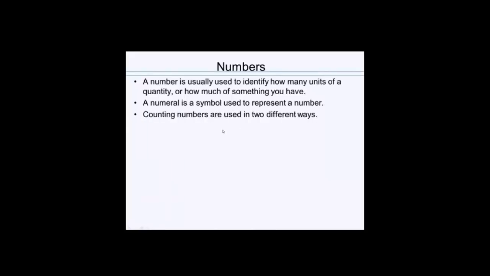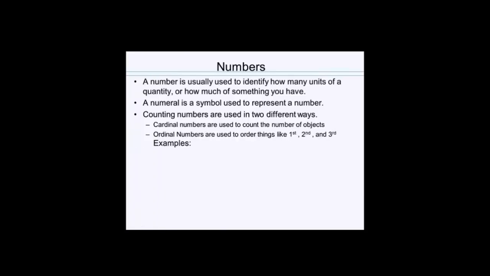A number is usually used to identify how many units of a quantity or how much of something you have. A numeral is the symbol we use to represent a number. Counting numbers can be used in two different ways. I can say, I have 25 apples. That would be use of the number as a cardinal number.